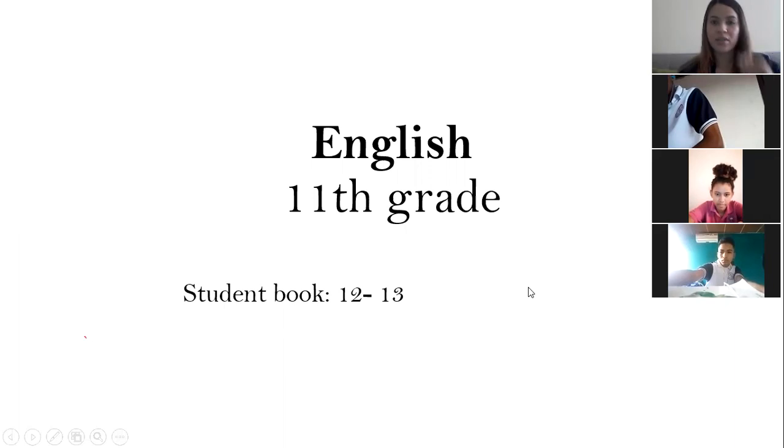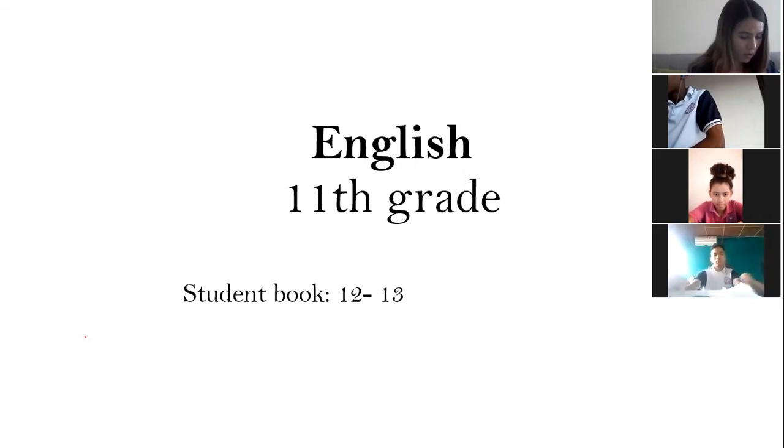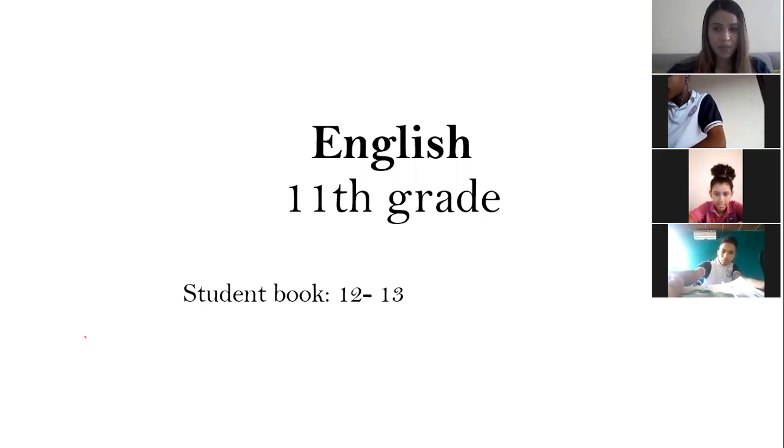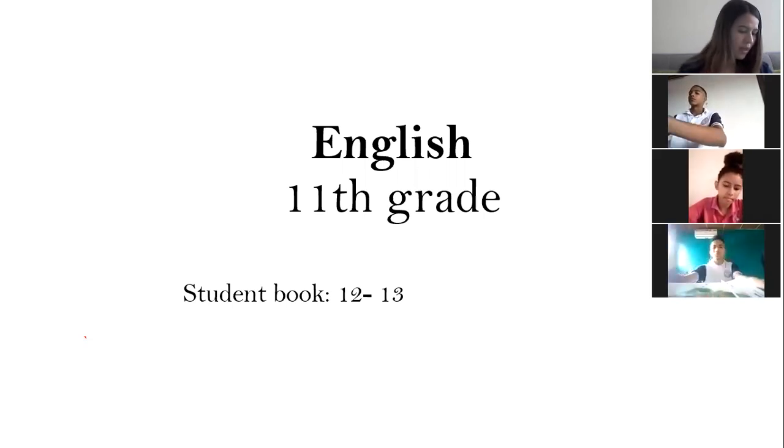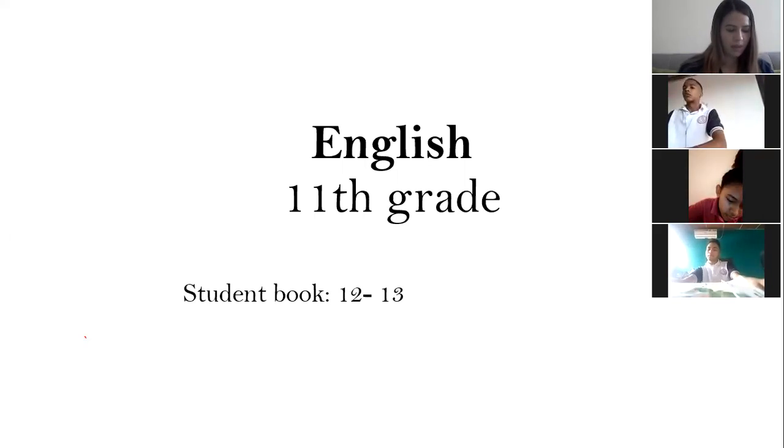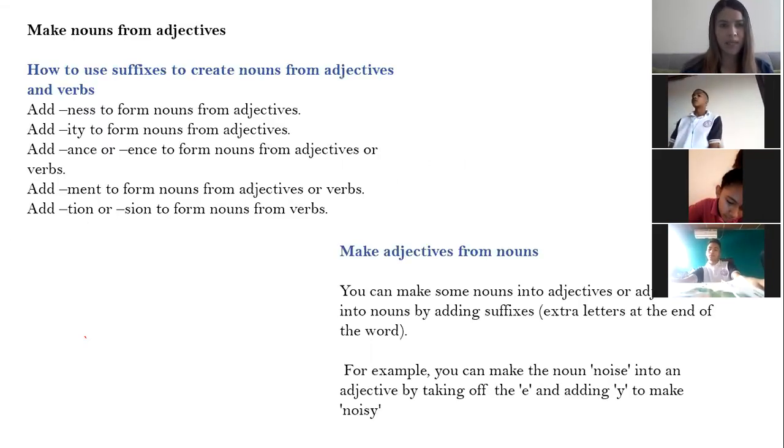Okay, for today's English class, we're going to do the student book pages 12 and 13. For page 12, we're going to study how to make nouns from adjectives and adjectives from nouns, and identify adjectives describing behavior or personality. And categorize verb phrases with do and make. When do we have to use do and when do we have to use make?